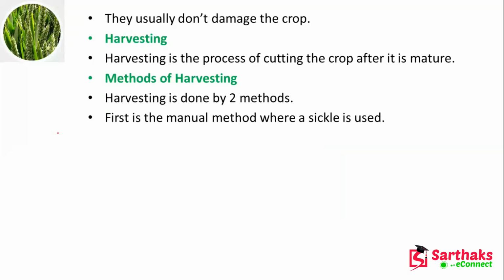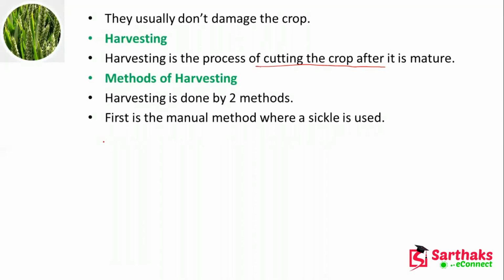Now next is harvesting. Harvesting is the process of cutting the crop after its maturity. Fine. I have prepared the soil. I have sown the seed. Then I have done the irrigation. I have added manure and fertilizers at the time of soil preparation. Then I have given it time to grow. Then the time arrived where we have to harvest it.